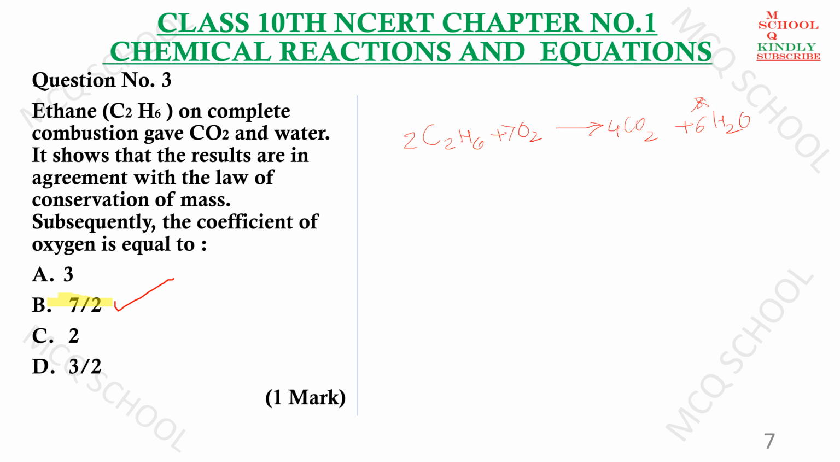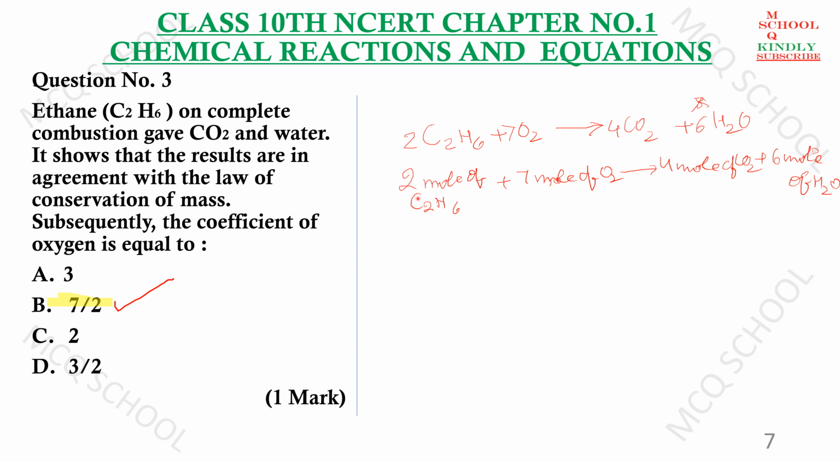Now this equation is balanced on both sides as per the law of conservation of mass. So if we check the moles, 2 moles of ethane are reacting with 7 moles of O2. Further, we see that ethane should be 1 mole only, while in our reaction, 2 moles of ethane are reacting with 7 moles of O2.